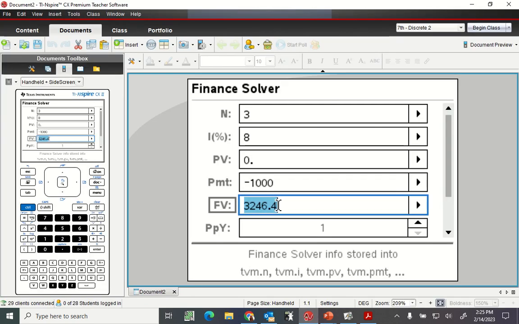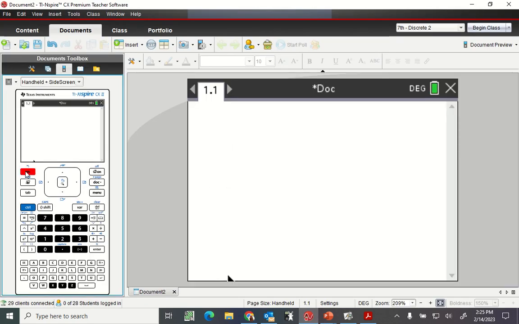So to find the interest, 3246, I'm going to hit escape. 3246.40. And I'm going to subtract. How much money did I put in? I put in 1,000 every year for 3 years, right? So it's total of 3,000. So I would do 1,000 times 3, just so I could put it all together.